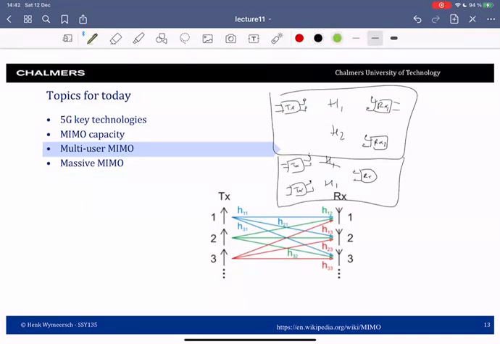And typically, on one side there's only one device, on the other side there's multiple, so this will be the base station, and this will be the users. And this will be the base station, and this will be the users. So this is the multi-user MIMO scenario.